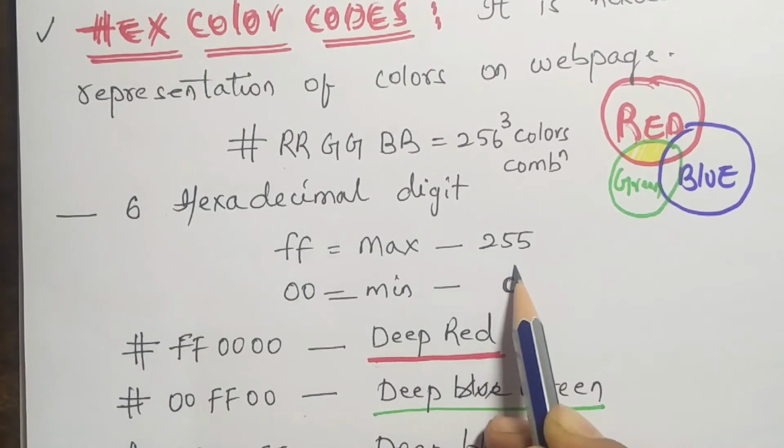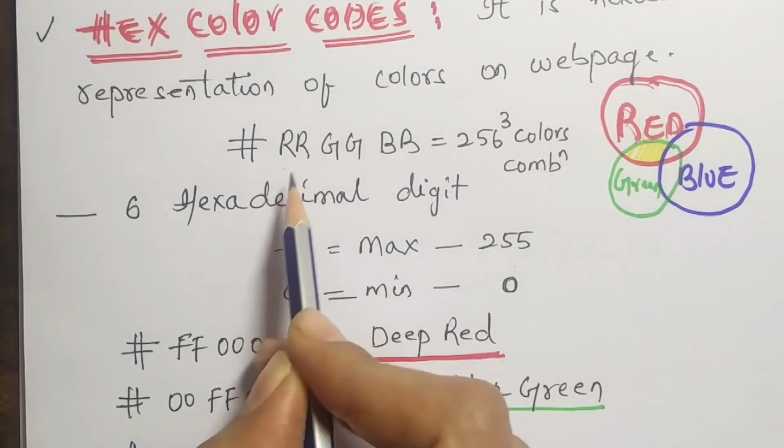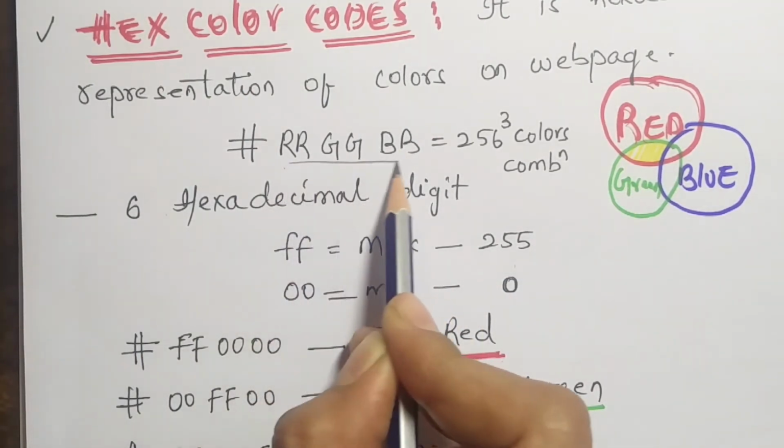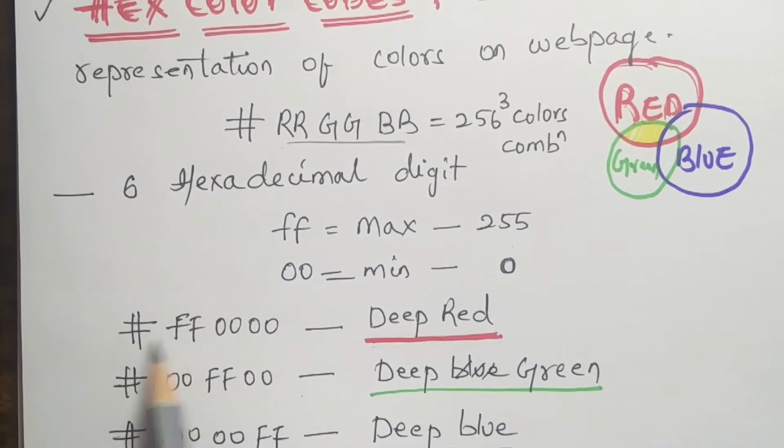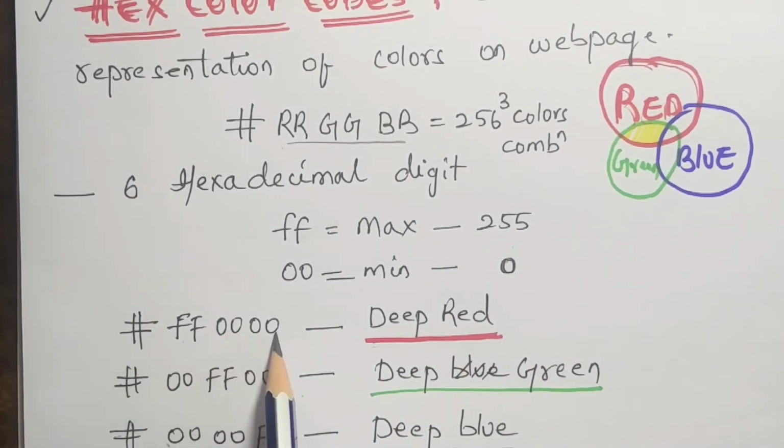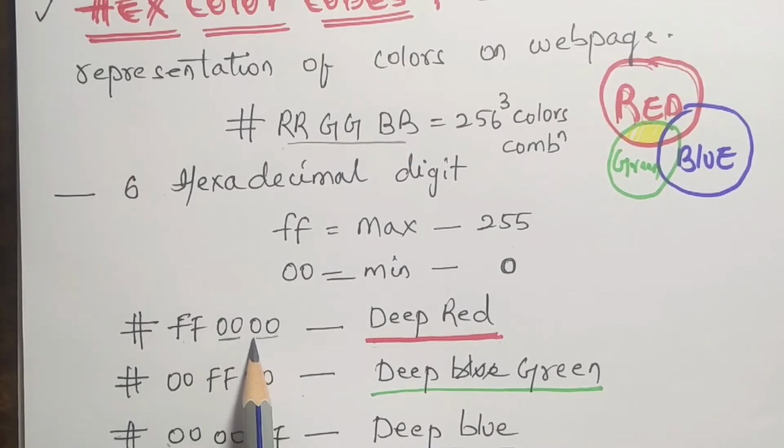FF means maximum, 00 means minimum. And by using this general rule, if you just write hashtag FF0000, it means the intensities of green and blue have been made 0 here, and red has been made maximum. That's why it is deep red.